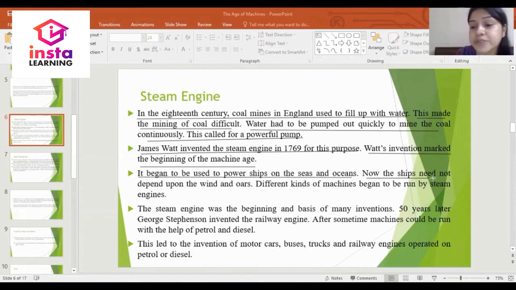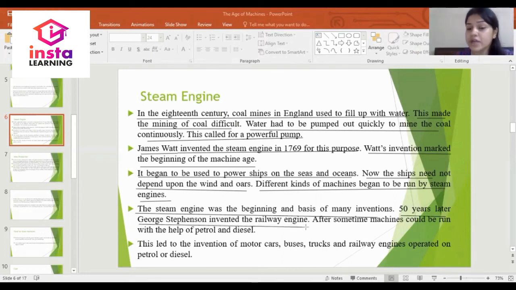Now ships need not depend upon the wind and oars. Different kinds of machine begin to be run by steam engine. The steam engine was the beginning and basis of many inventions. 50 years later, George Stephens invented the railway engine.